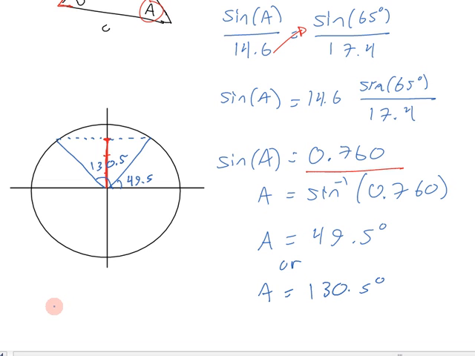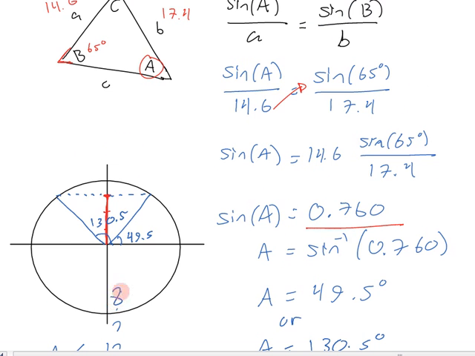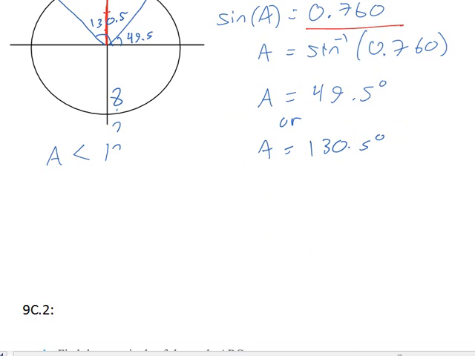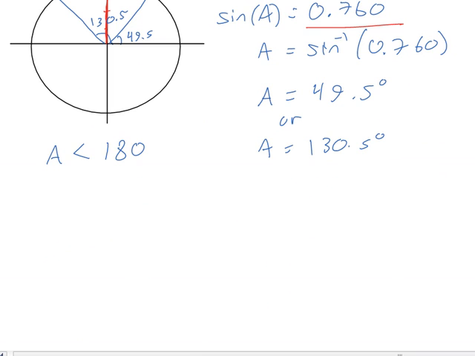the sum of all the angles in a triangle must be 180 degrees. And so A must be less than 180 degrees. If it's more than 180 degrees, then the sum of all the angles in the triangle won't be able to be equal to 180 degrees. And so we can throw away all of the solutions which go around and again, and we'll look at only 49.5 and 130.5.